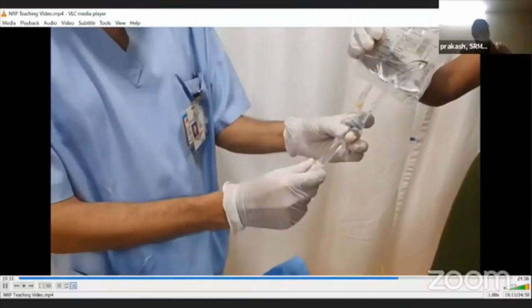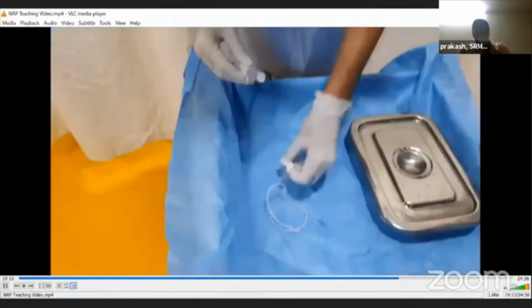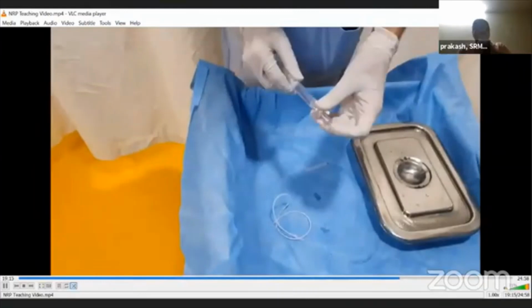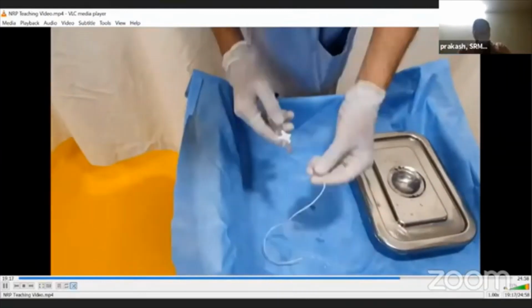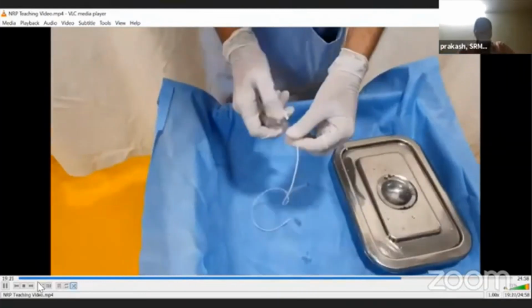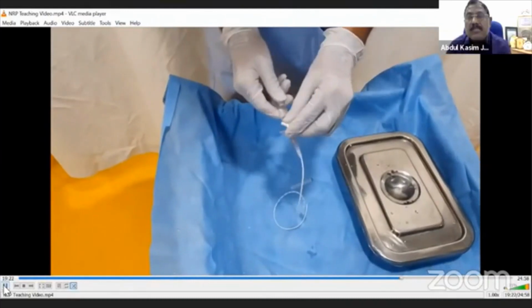Now I am going to flush my umbilical venous catheter. Attach the 3-way cannula and then attach the catheter. Now I'm going to flush.